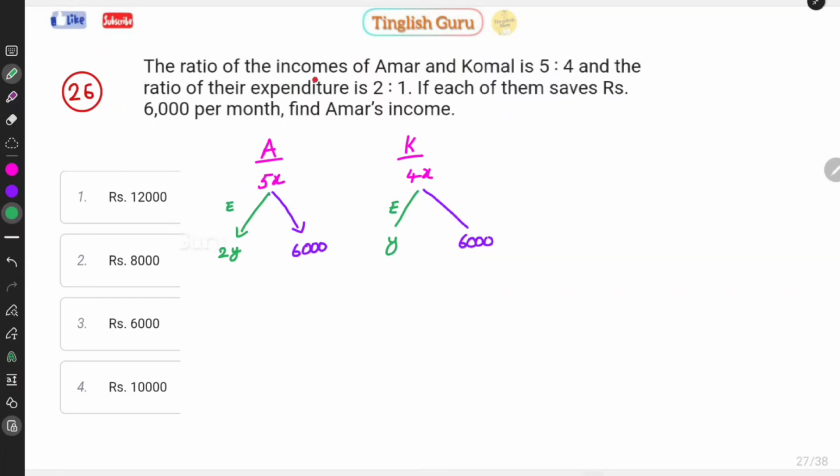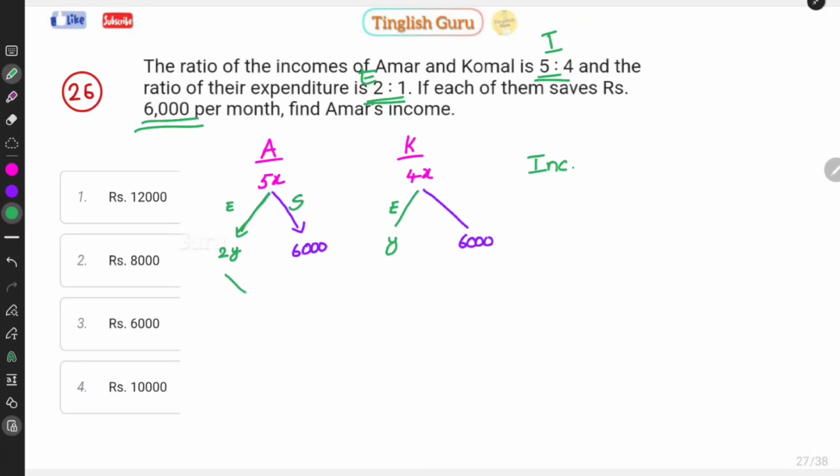Here the ratio of incomes of Amar and Komali is 5:4. That is income ratio, and the ratio of their expenditures is 2:1. Expenditures ratio also given. And each of them saves 6,000, means both of their savings are equal. So we have to write it like this. 5x and 4x be the incomes ratio. That is, income is 5x. Income is divided into expenditure and savings.